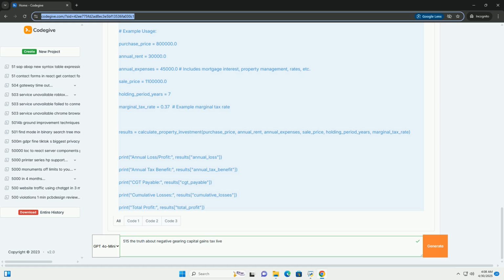Negative gearing is an investment strategy where expenses exceed income, creating a short-term tax benefit. CGT is a tax on the profit you make when you sell an asset. The two are linked. Negative gearing relies on capital gains to outweigh accumulated losses. This Python code provides a simplified model, but professional advice is crucial for real-world decisions. Consider your financial situation, risk tolerance, and investment goals before pursuing negative gearing.